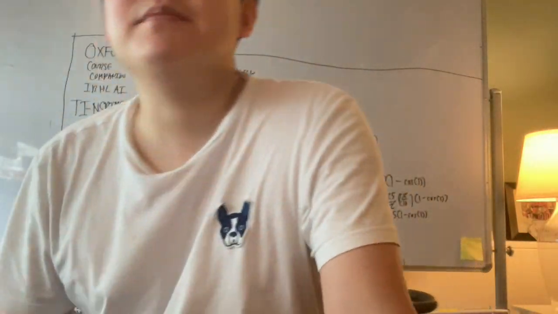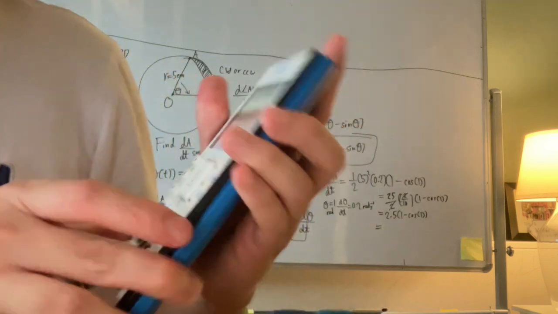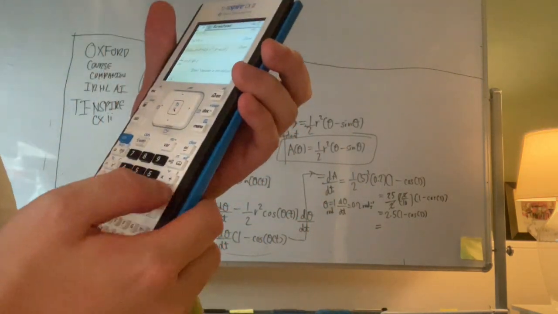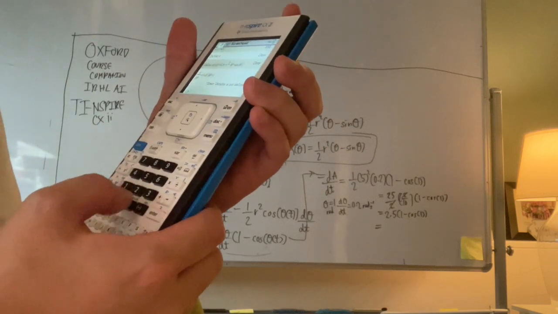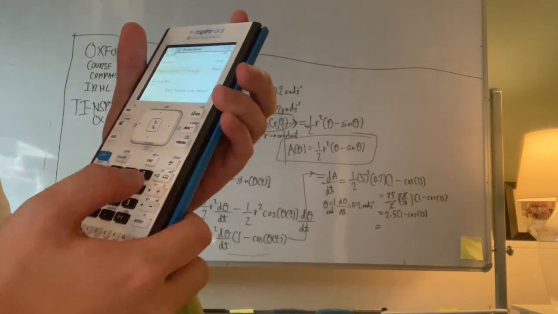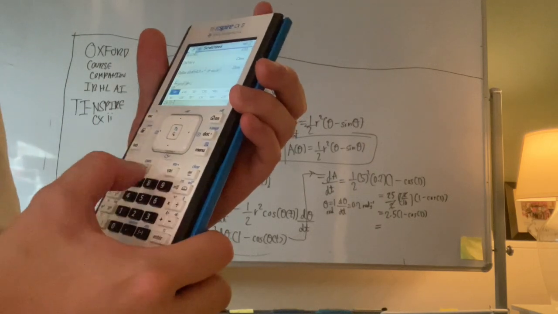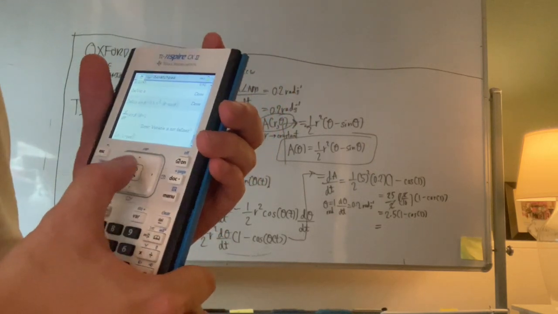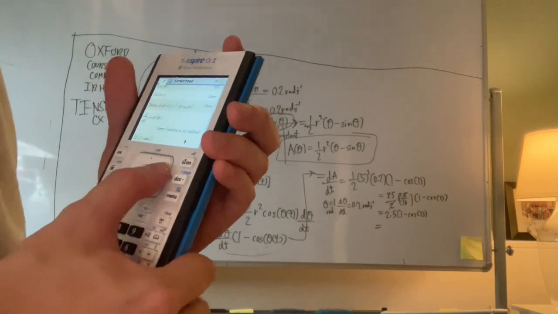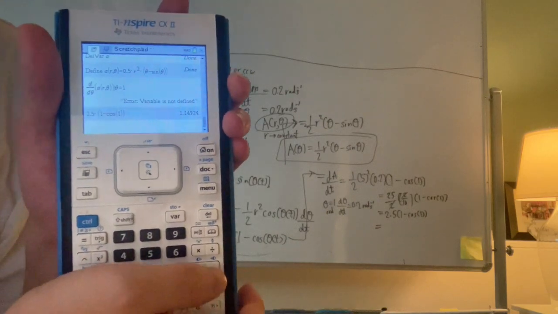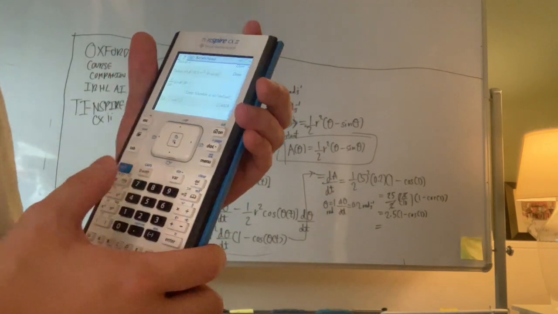Like I said, I'm not a very good cameraman. 2.5 times 1 minus cosine of 1. Enter here. And there we have it.